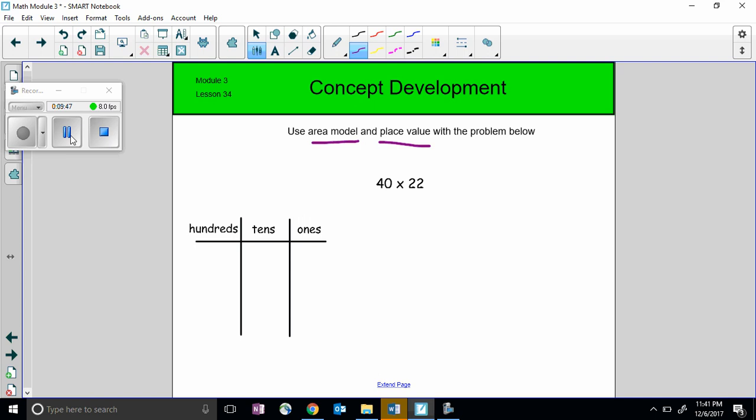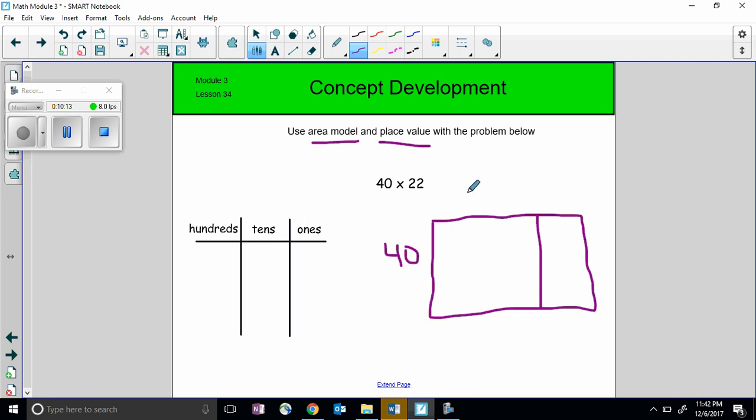So this is what an area model looks like. I'm going to break this down kind of like I do with the place value chart, except I'm going to have numbers up top and numbers on the side because it's an area model. So I'm going to make this side 40, and you'll see why in a second. So 40, and this side's going to be 22. And here's why: because I'm going to break this down into a 20 and I'm going to break this down into a 2.